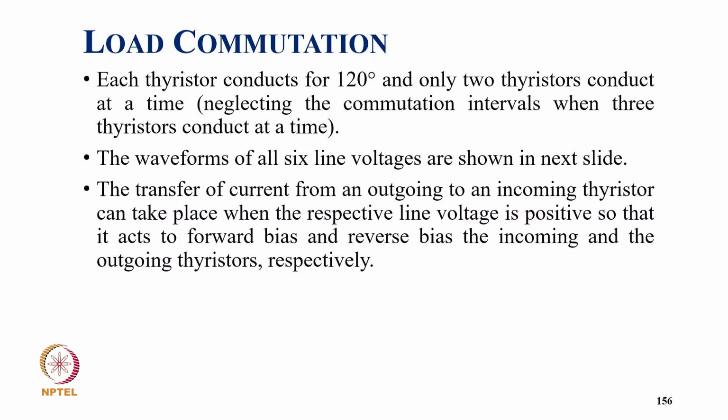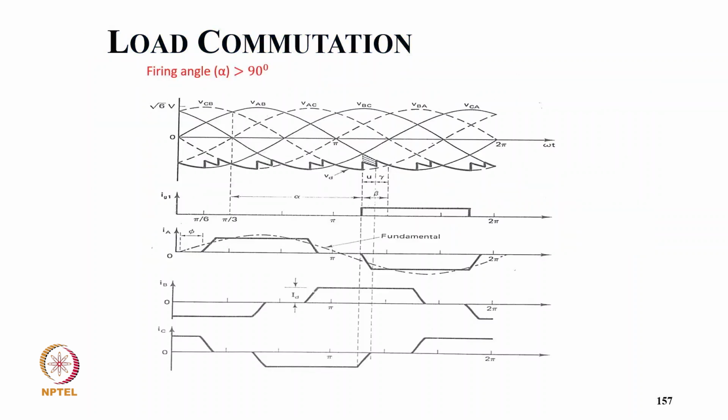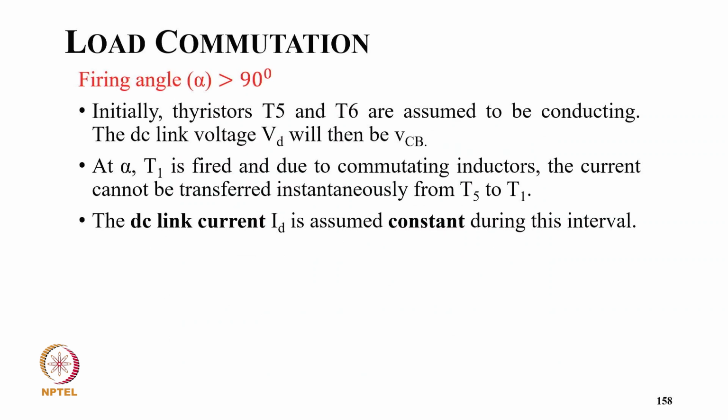Transfer of current from an outgoing to an incoming thyristor can take place when the respective line voltage is positive, so that it acts to forward bias the incoming and reverse bias the outgoing thyristor respectively. This is typically the firing angle control. You can see how the margin angle, advance angle, and overlap angles are there, and all three phase currents are getting their corresponding pulses.